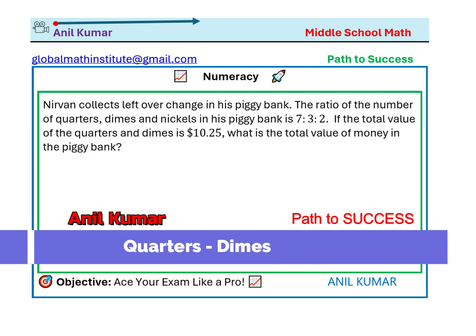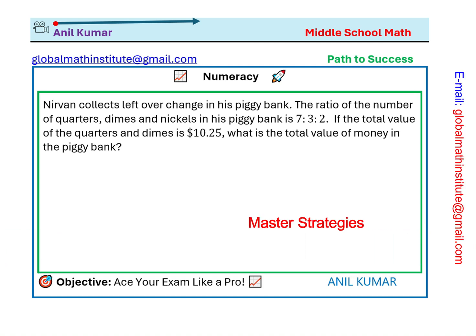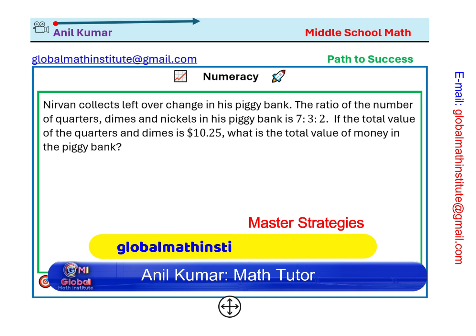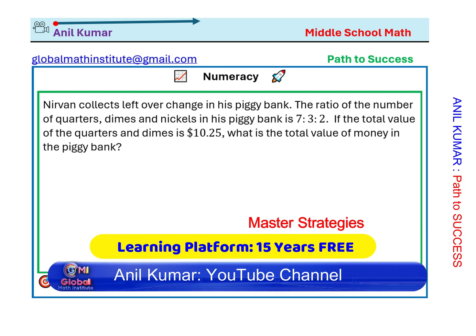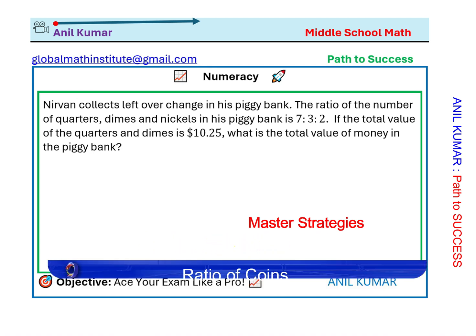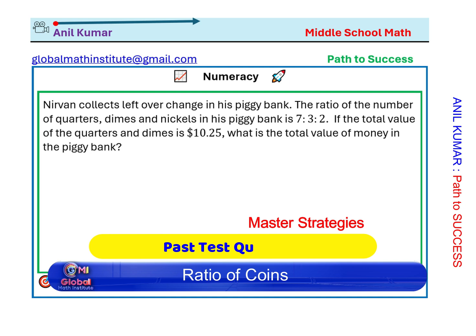Now let us discuss a word problem which is based on currency, and we have to find the value for the given number of coins. Nirvan collects leftover change in his piggy bank. The ratio of the number of quarters, dimes, and nickels in his piggy bank is 7 is to 3 is to 2. If the total value of the quarters and dimes is $10.25, what is the total value of money in the piggy bank?